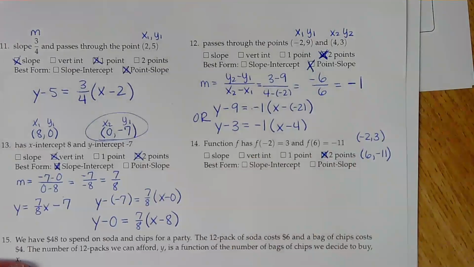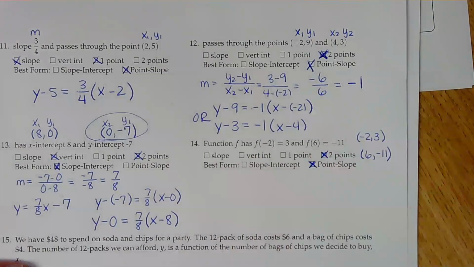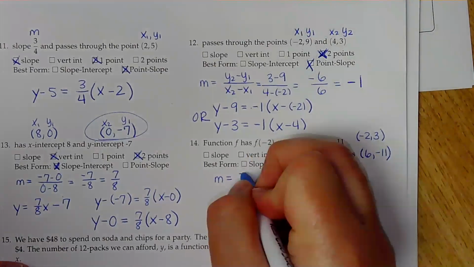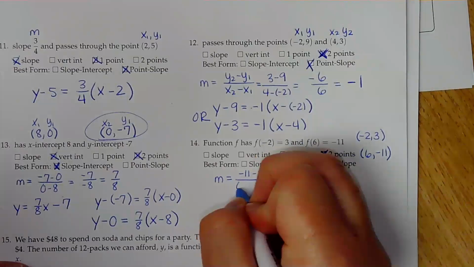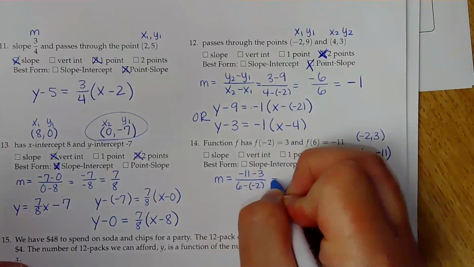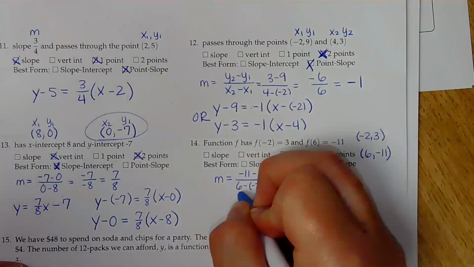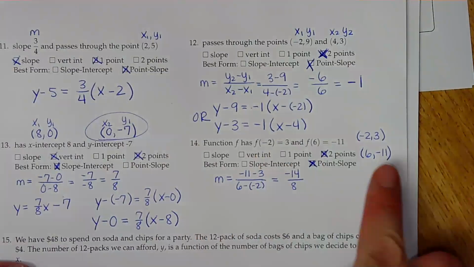Right, so let's start by finding our slope, and then we'll put this into point slope form. It's going to be the fastest way to get our equation. So my m is -11 minus 3 over 6 minus a -2. So that gives me -14 over 8. There's my slope.